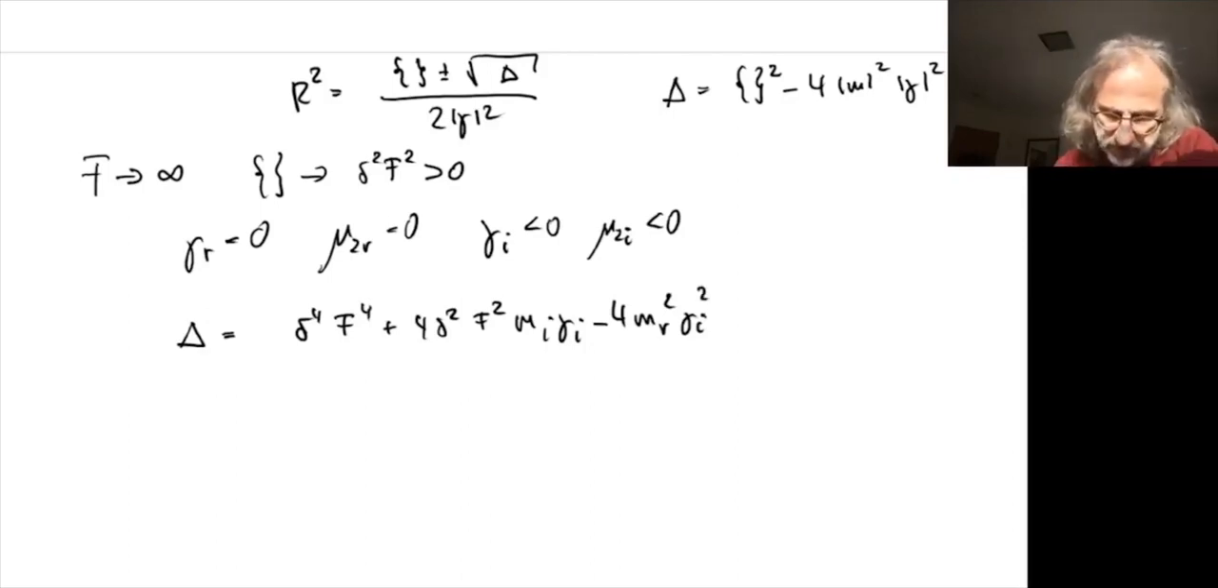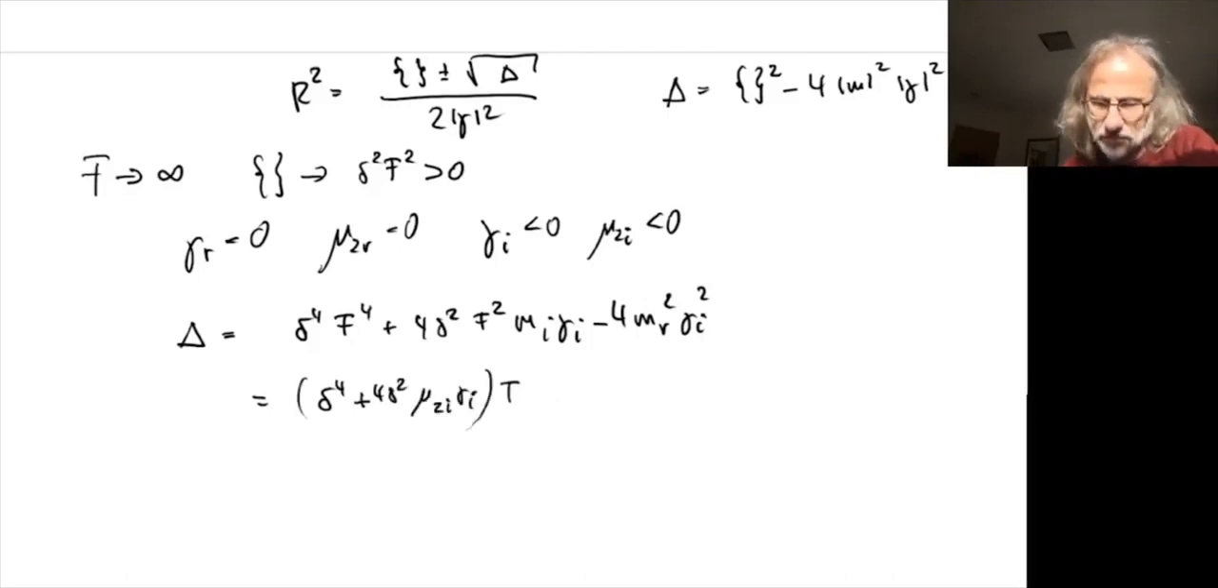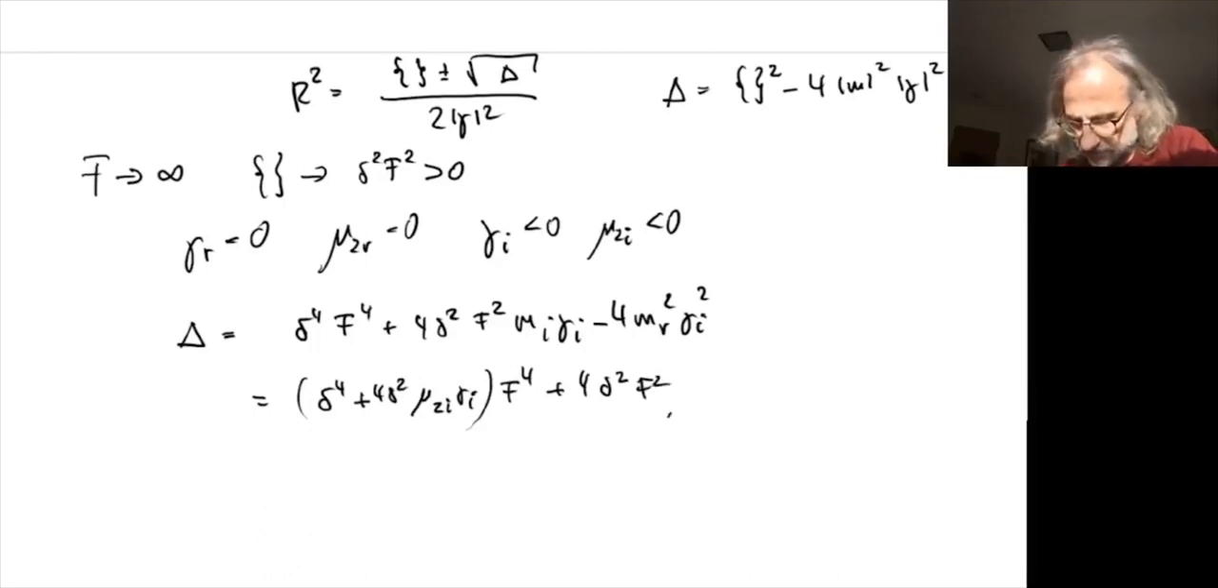And so if we now plug in mr back, using that mu2r is 0, we get the expression delta fourth f to the fourth plus 4 delta squared mu2I gamma I f to the fourth plus 4 delta squared f squared mu I gamma I minus 4 mu r squared gamma I squared.